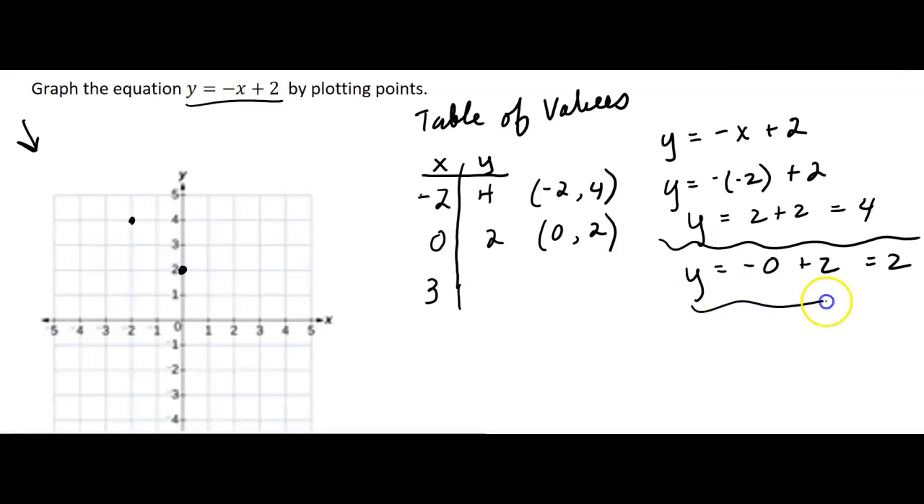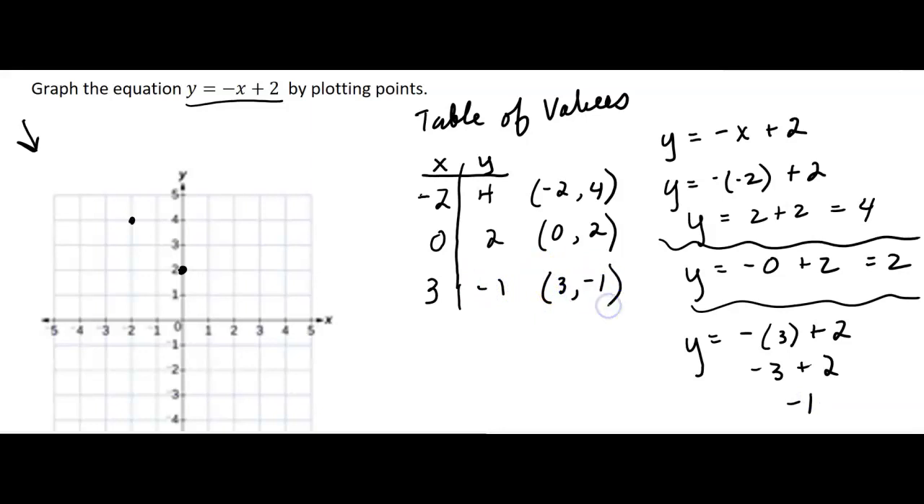And then I have another x value I'm picking, 3. I'm going to put that in the equation and see what I get. I get -3 plus 2, which is -1. And so my last ordered pair that I'm going to graph is 3, -1. Now I told you that this was a linear equation. That's why I picked 3 points. I have to make sure that they all line up. If they don't, then I've done something wrong.